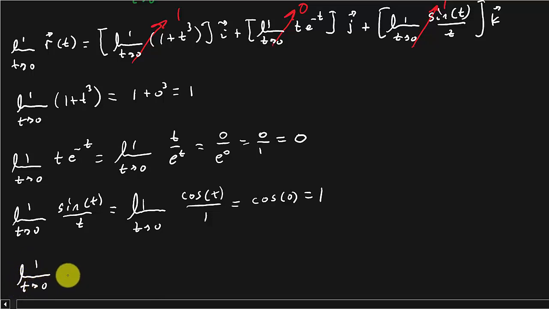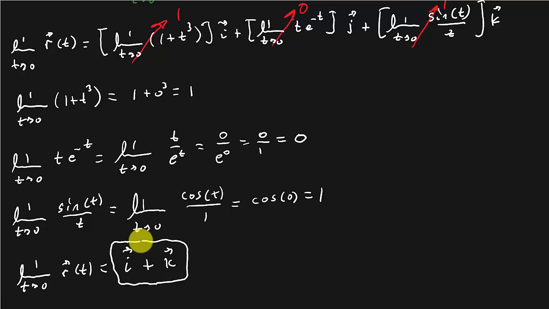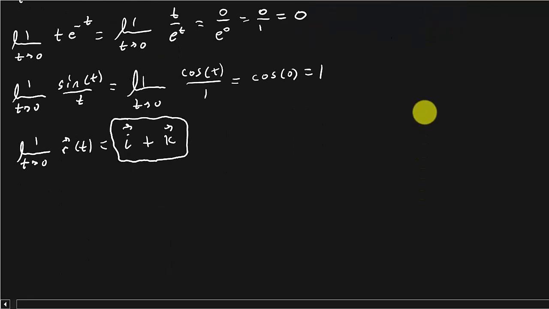So we have the limit as t goes to 0 of r of t is equal to, well, this is 1, so 1 times vector i, that's i. This is 0, so this whole term is gone. And then plus, this is 1, so 1 times vector k, that is just k. And so this is our limit. All right, so that's not too bad. That's basically just taking limits, is all you're doing.